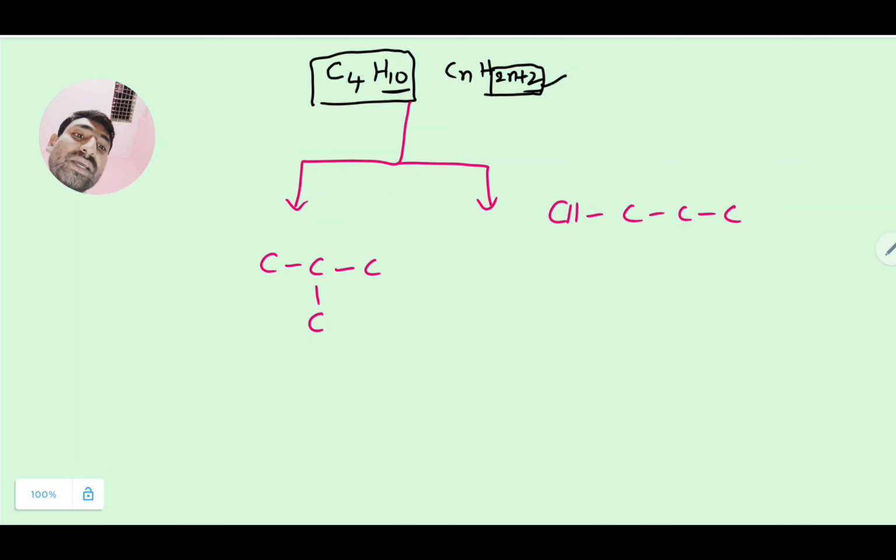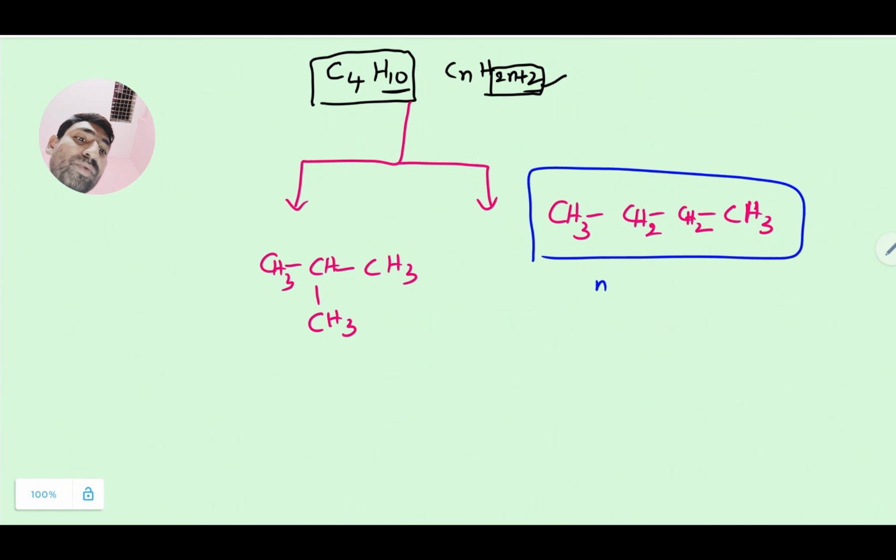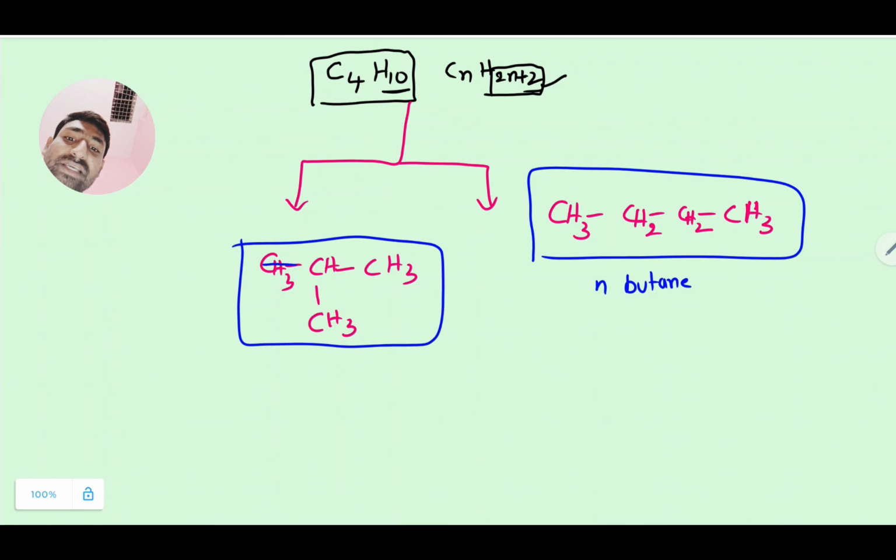In the straight one, we will get CH3 here, the last carbon also CH3, and the middle 2 carbons CH2, CH2 for balancing 4 bonds for the carbon atom. In this structure, CH3, CH3, CH, CH3 we will get. This one is a straight chain, simply called N-butane. In this one, there is an L shape at the chain ending, so this is called isobutane. So there are 2 possible arrangements for butane, guys. One is N-butane, another one is isobutane.